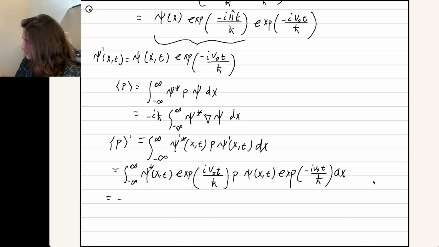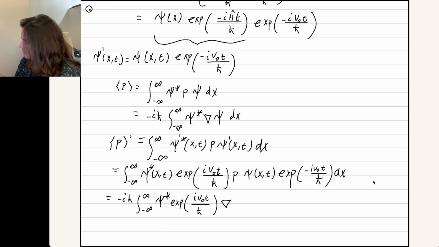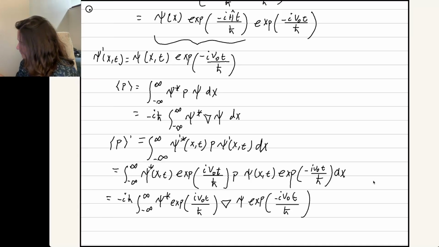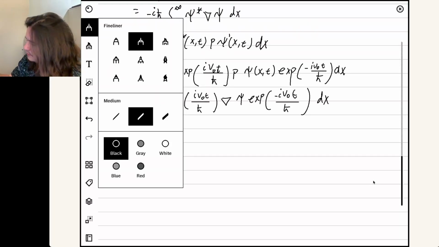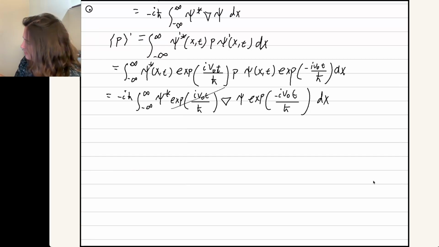The momentum operator, when we expand it, is a derivative over space, not of time, right? Which means the gradient won't affect the potential energy term. So this term will just cancel out this term, and you're left with the same thing as before. So P prime is just the same as P.